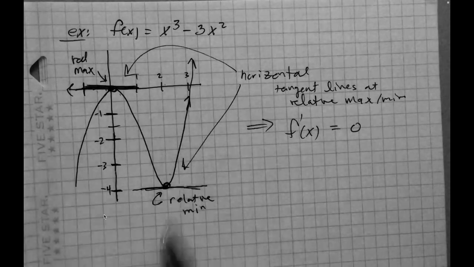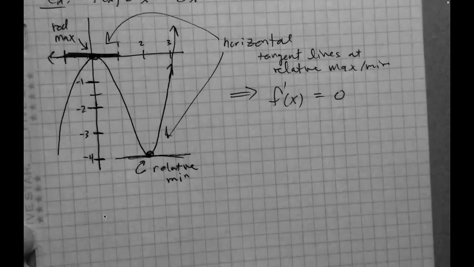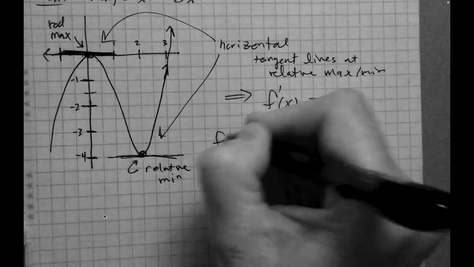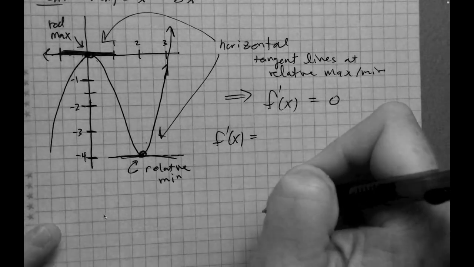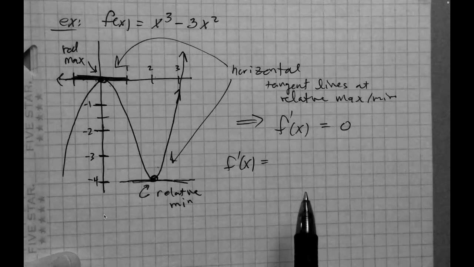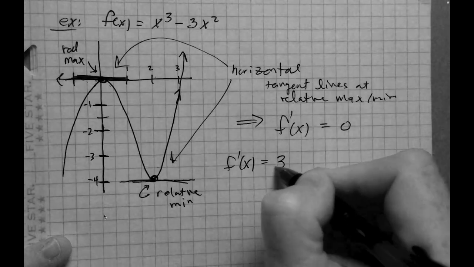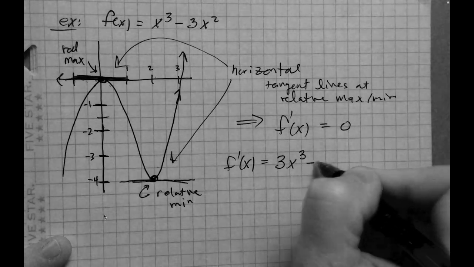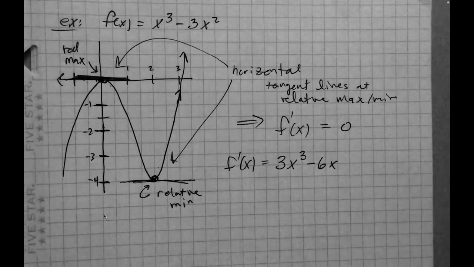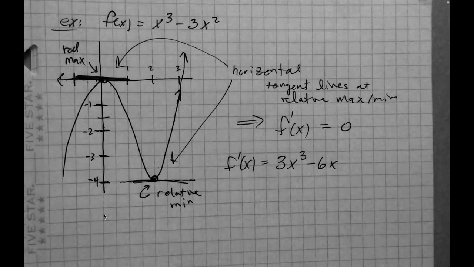So let's take a look at that. We have the actual function, a relatively decent drawing of it. Let's take a look at the derivative. The derivative of f of x equals x cubed minus 3x squared we can quickly calculate as 3x squared minus 6x. That's the value of the derivative.